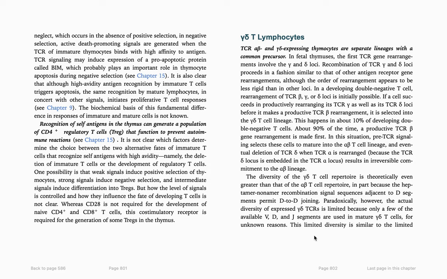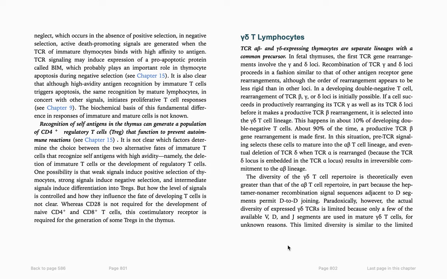So, I'm repeating, one possibility is that weak signal induces positive selection of thymocytes, strong signal induces negative selection, and intermediate signal induces the process of differentiation of Treg. But how the level of signal is controlled and how it influences the fate of developing T cells is not clear.